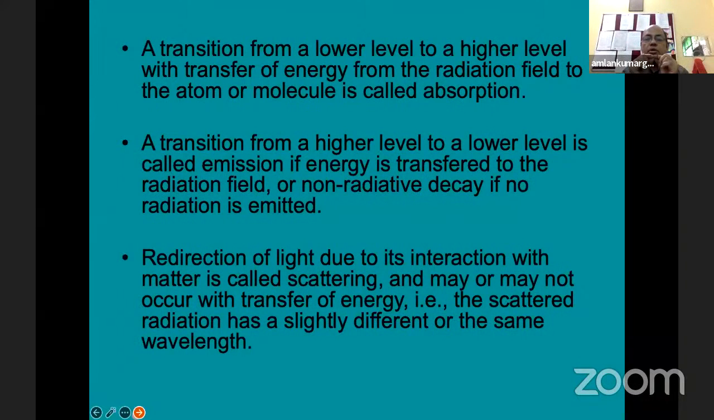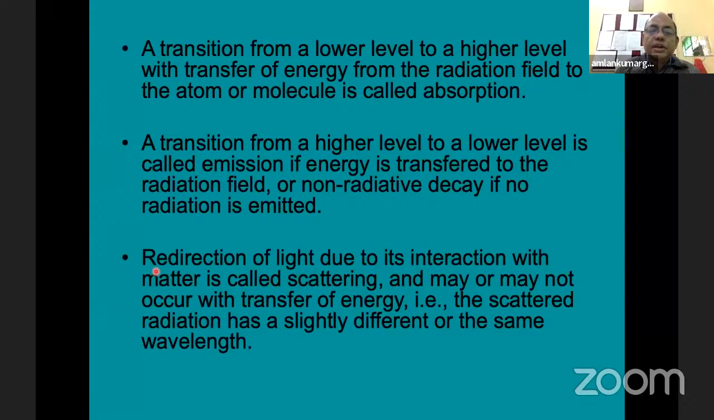So once an atom absorbs energy, it goes to a higher state. At the higher state, it is called the excited state. So this is absorption of energy. When it comes back to the ground state, it emits radiation. If it emits radiation, it is radiative. If it doesn't emit any radiation, and you don't see that radiation coming out, it will be called non-radiative decay.